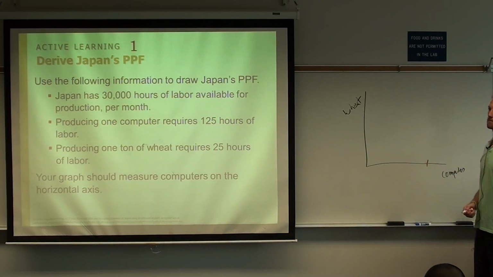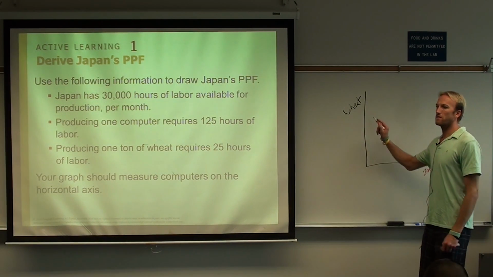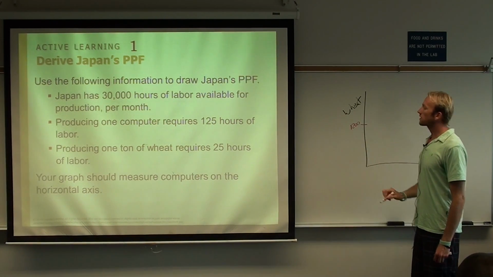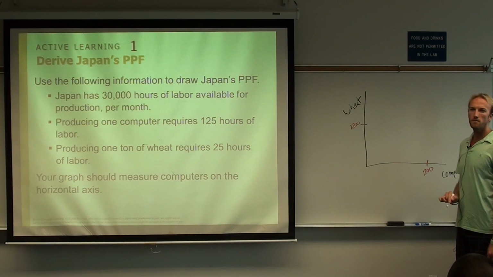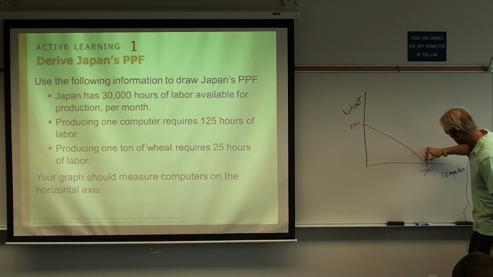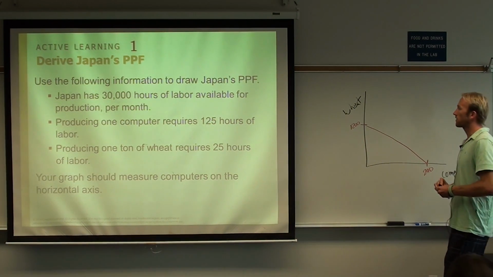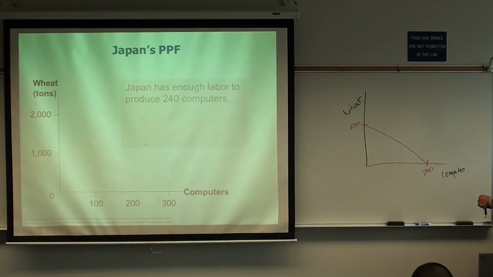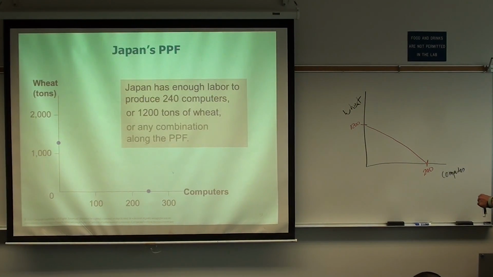Where's the x-intercept of this PPF? 240. Thank you. Where is the y-intercept of this guy? 1,200. Okay, and then what's the last step we do? Connect the two. Okay, excellent. Let's go ahead and throw it down there. We had 240, 1,200, any combination along there. Okay? Very good.